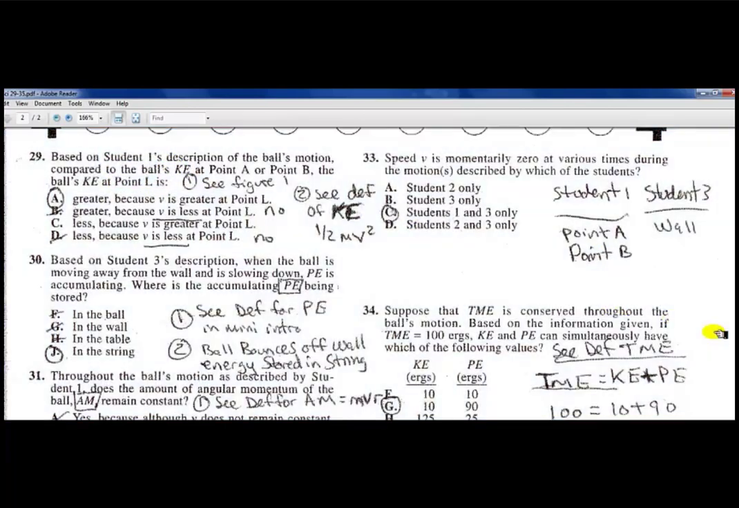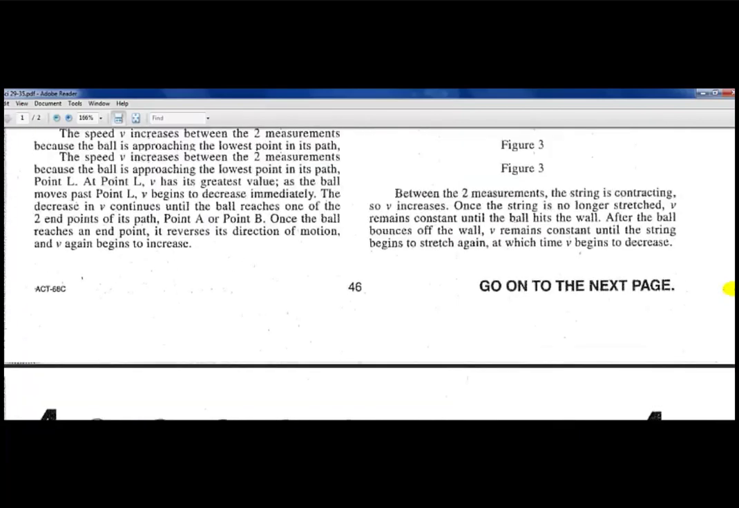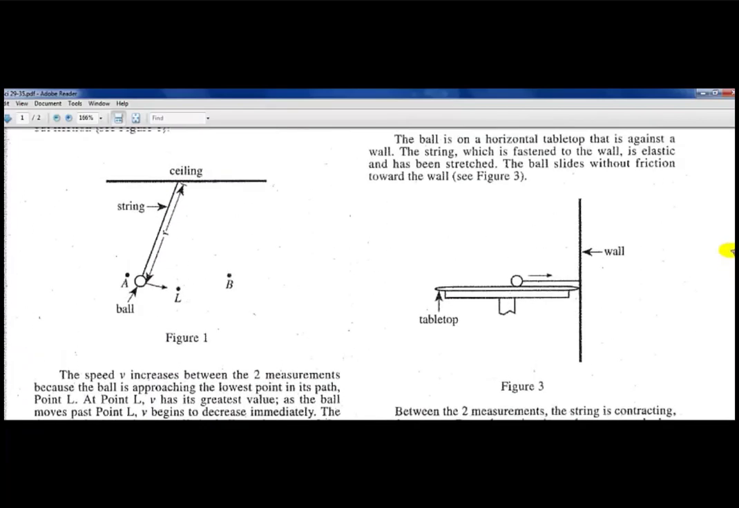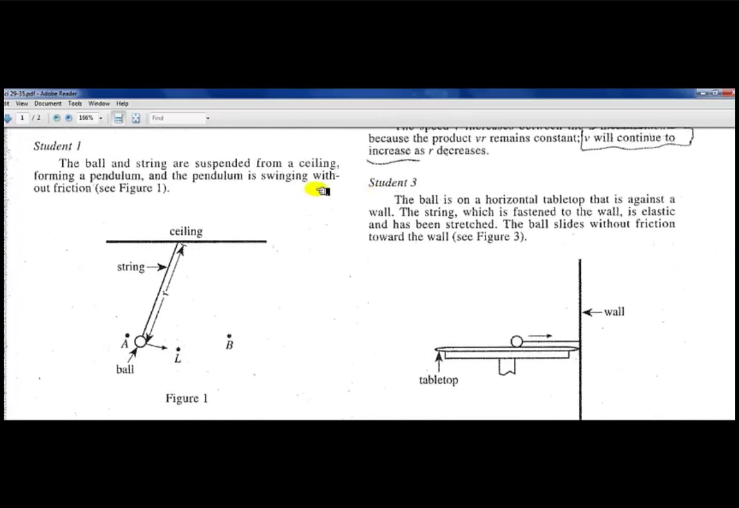Now, we'll use a little bit of kid logic. We'll go into student 1, which is figure 1 here. Here's student 1. And here is figure 1 right here. And now we'll find point A and B. Here's point A. And here's point B.